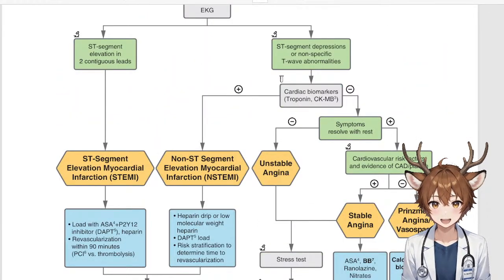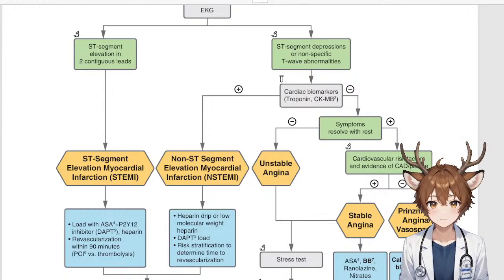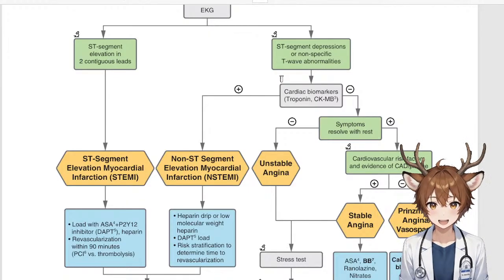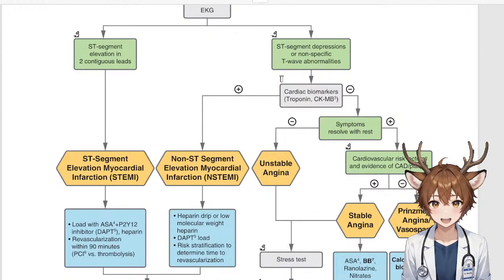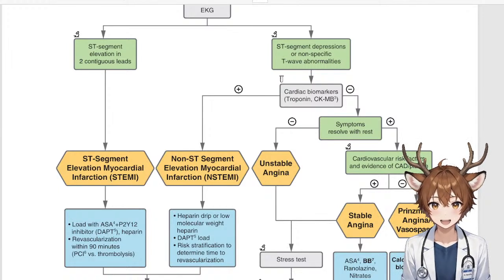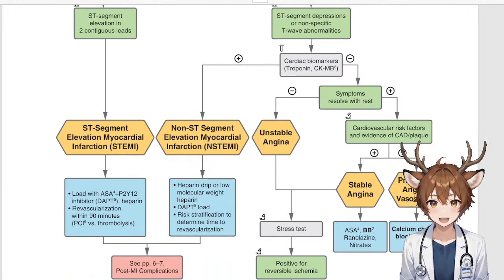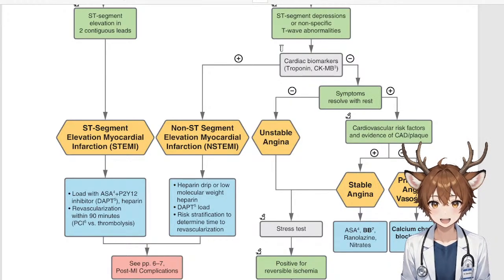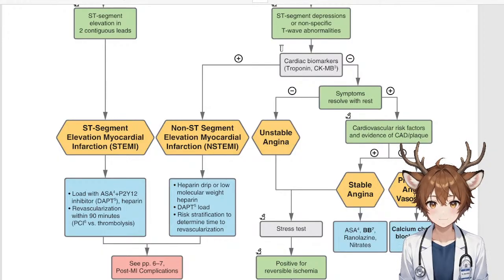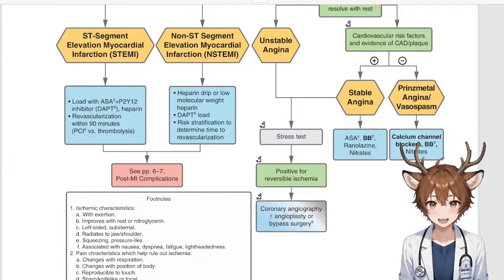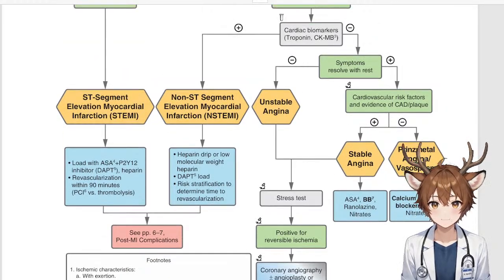Okay, let's go back to here. Symptoms resolve with rest. Let's say it does resolve with rest. Then we'll check for cardiovascular risk factors and evidence of coronary artery disease or plaque. Let's say we have positive risk factors and evidence of CAD and plaque. If it's positive, then we have stable angina, right? We have symptoms, but it improves with rest. What do we have? We have stable angina. In that case, what do we do? Aspirin again, a beta blocker, ranolazine, and nitrates, okay?